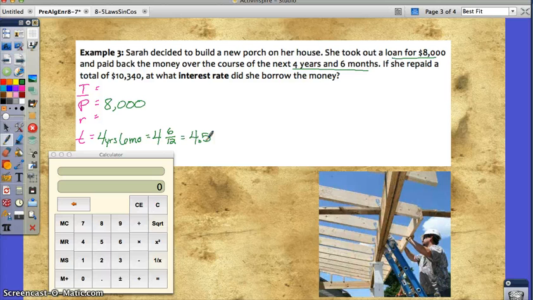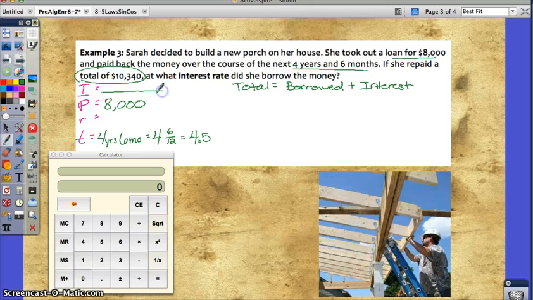The last piece of information that we know is that she repaid a total of $10,340. And hopefully you didn't throw that in right next to I, because we're not quite ready for that to be the interest. Think about it. That's the total. That's like what we found in number 1 after we found the interest. Where did the total come from? Well, the total that she repaid is going to come from whatever she borrowed plus her interest, right? We want to find the interest right here. That's what we need to put there.